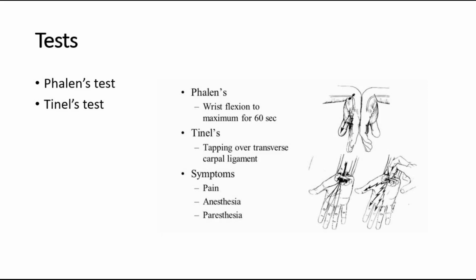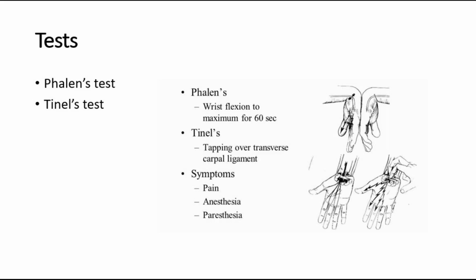Another test is Tinel's test, where the examiner will tap over the median nerve at the wrist, and it can cause tingling. And the symptoms that we should look out for when doing both these tests are any pain or paresthesia, where there is numbness over the wrist. But both these tests are non-specific. So there are other investigations to help confirm the diagnosis.